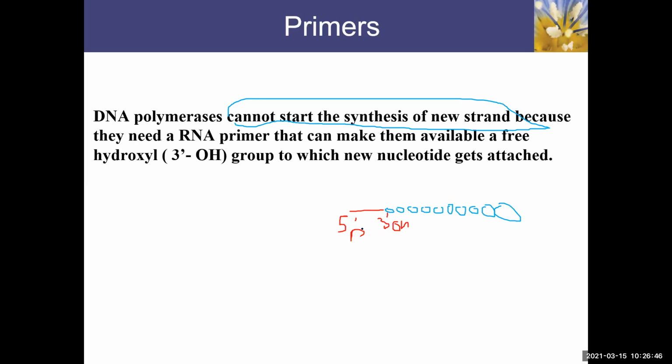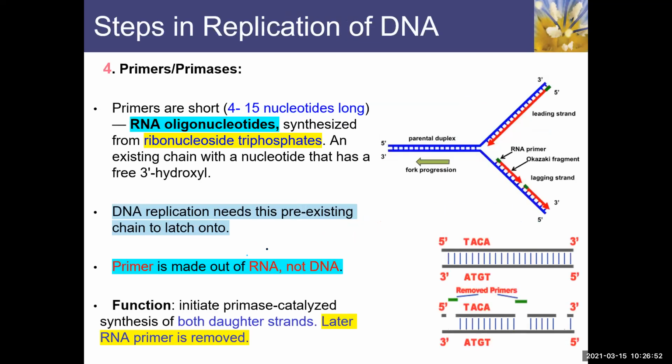And remember, this RNA primer is never a DNA strand. The RNA primer is always made up of RNA. So we will not have the sugar deoxyribose here; we will have a ribose sugar here. Are you okay about the primer? It's called an RNA oligonucleotide. What is an oligonucleotide? Oligo means a short sequence of RNA nucleotides.